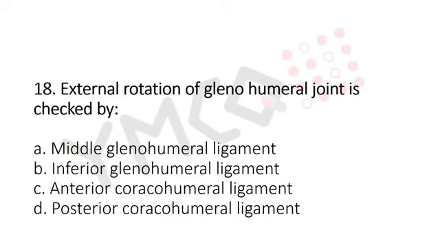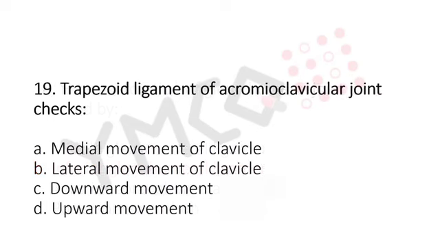External rotation of the glenohumeral joint is checked by option A, middle glenohumeral ligament, option B, inferior glenohumeral ligament, option C, anterior coracohumeral ligament, option D, posterior coracohumeral ligament. And the answer is option B, inferior glenohumeral ligament. Now let's move to question number 19.